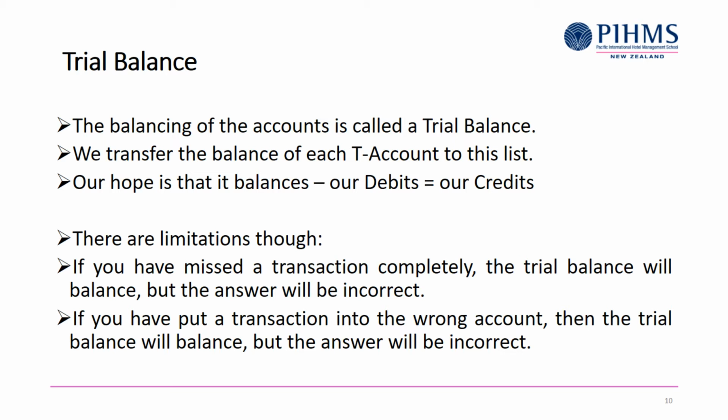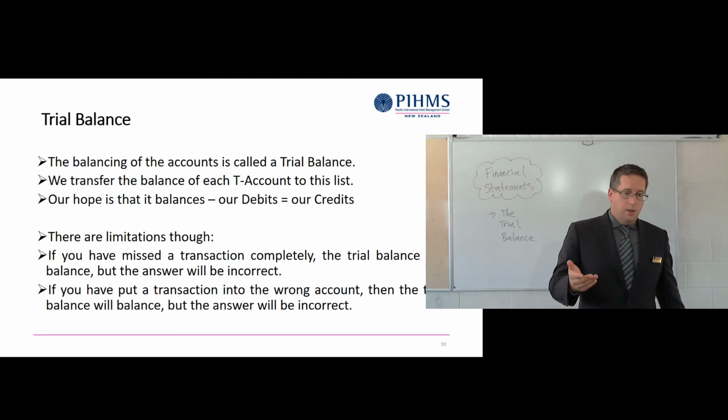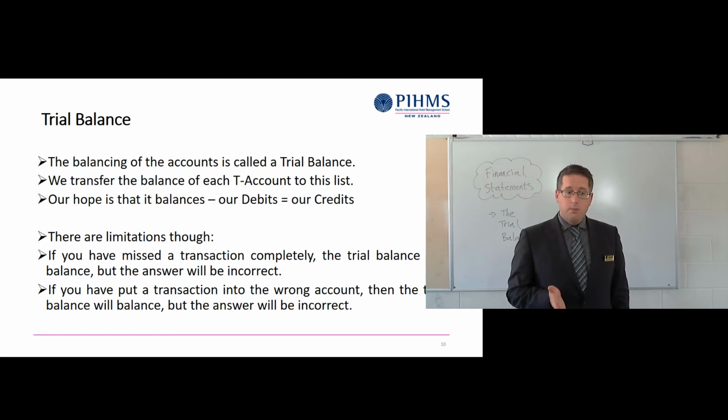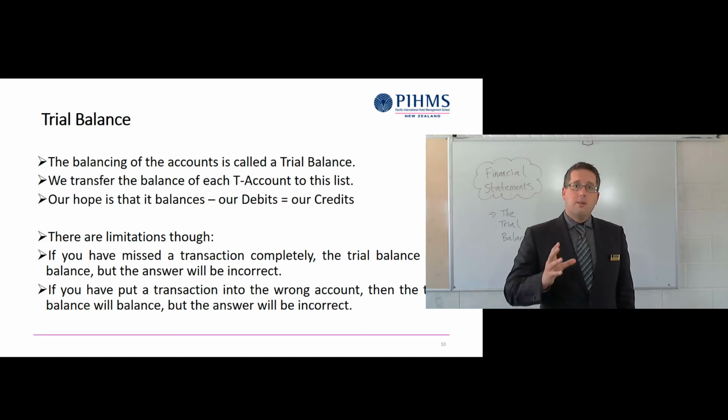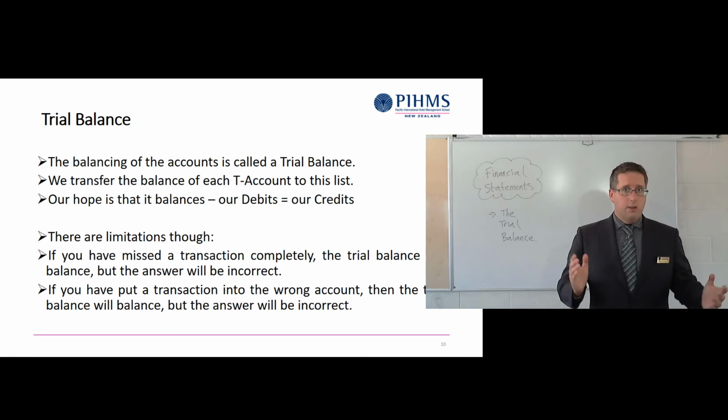But there are some limitations to the trial balance. So if you've missed out a transaction completely, well, the trial balance will still balance, but your answer won't be correct. Okay? So if you've completely missed that we purchased a vehicle for $10,000, you won't have anything in vehicles, and your bank balance will be incorrect by $10,000. So if you miss a transaction, that's going to be a mistake. The other part is if you have put a transaction into the wrong account, then the trial balance will still balance, but again, the answer won't be right. So instead of calling it vehicles, maybe you called it stationery and put there that it's $10,000 of stationery. Again, it's still going to balance, but the account balances are not going to be correct because it's going to look like your stationery bill is huge for the year.